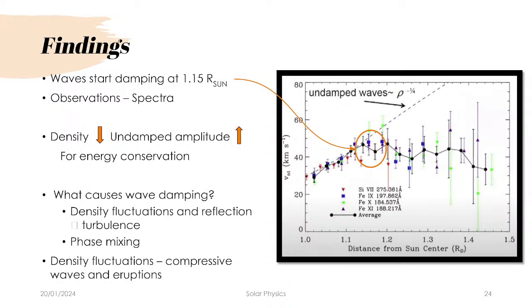So the density fluctuations can occur due to a lot of things. For example, from the photosphere, there is some kind of an eruption. There is a compressive mode which is passing by.